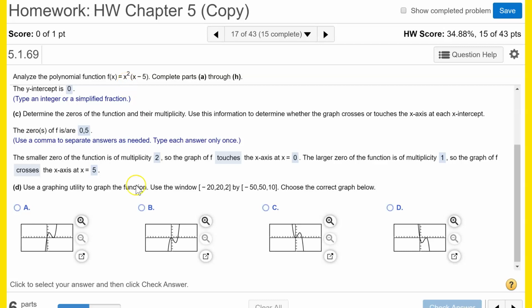It's going to touch at 0. So A is not right, because it crosses at 0. It's going to touch at 0, and it's going to cross at 5. Since this goes all the way to 20 and it counts by 2s, 2, 4, 6, that is crossing at 5. So B and C could work for that reason, but since this is going to be a positive leading coefficient if I distribute it, the right arm points up, not down, so B is the correct answer.